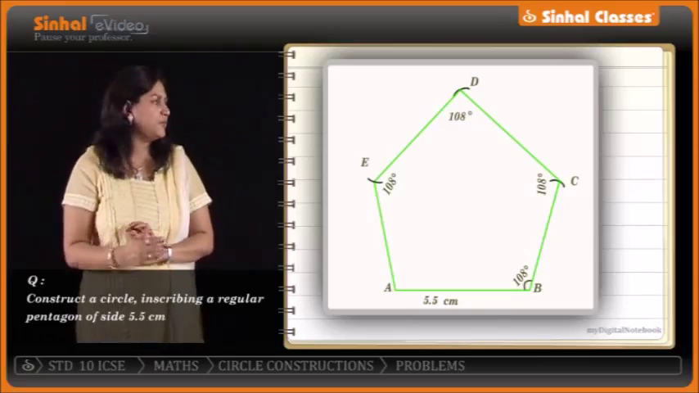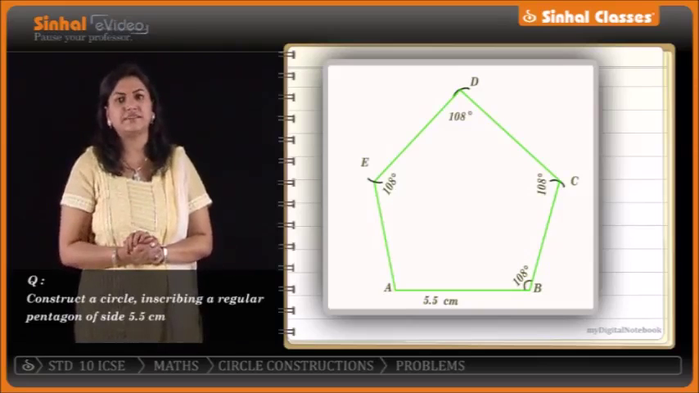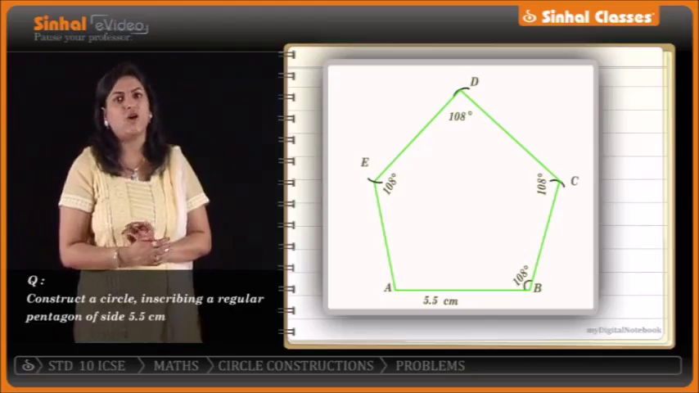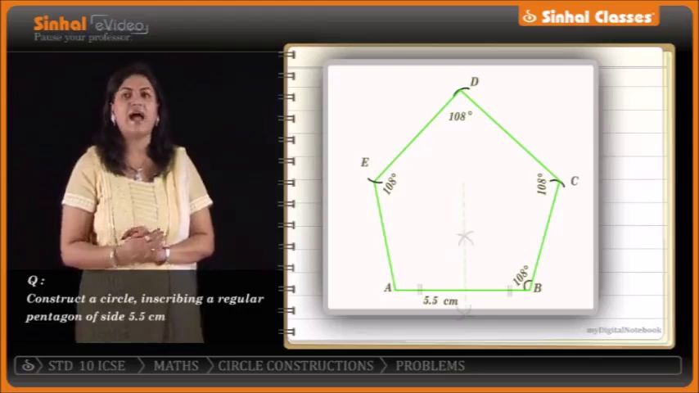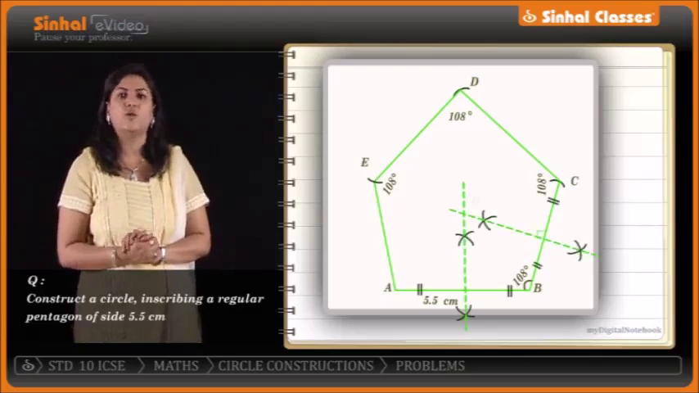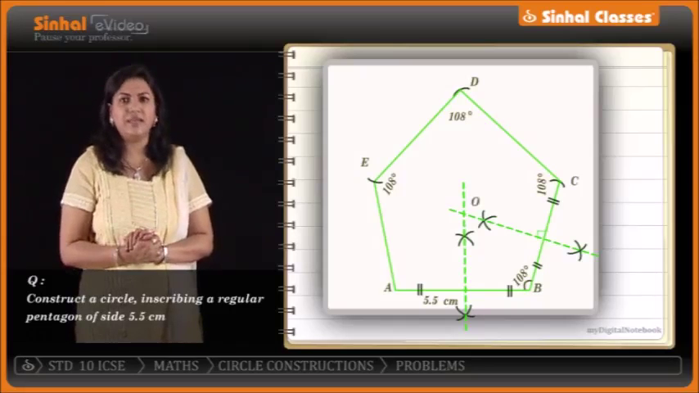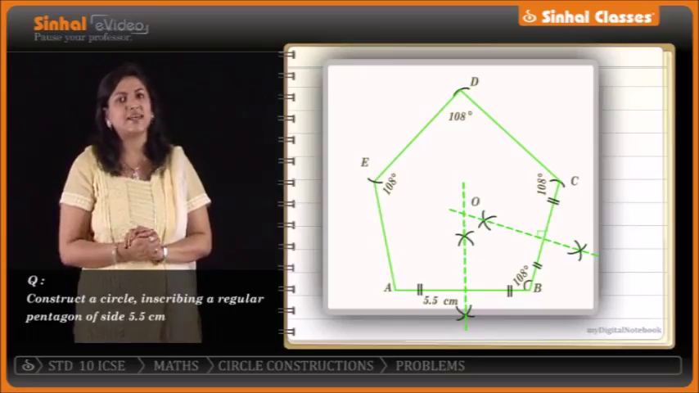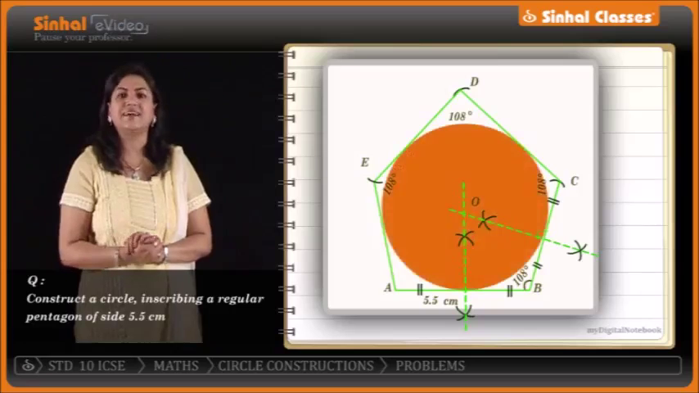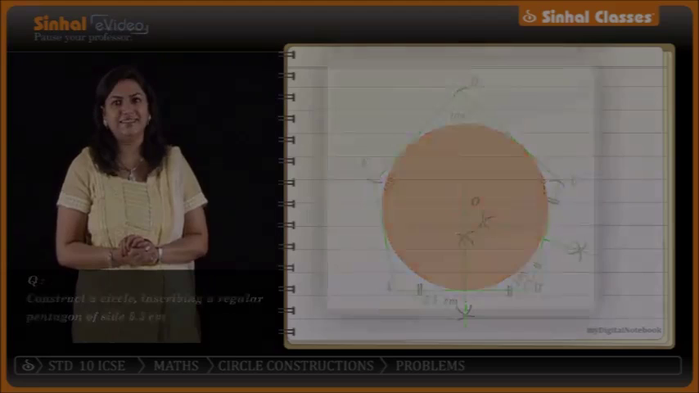Now we want to draw the inner circle for this regular pentagon. So we will draw the perpendicular bisectors of the sides AB and BC. Let them intersect at the point O. Now OM perpendicular to AB. Now take the radius as OM, draw a circle. This is the required inner circle for the pentagon ABCDE.